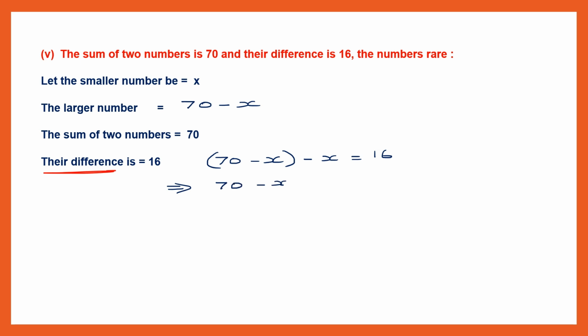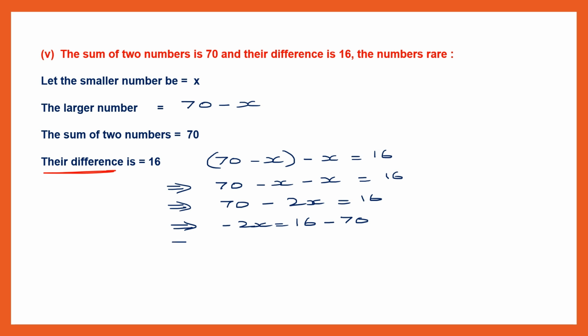70 minus x is equal to 16. So this is working out better, isn't it? Now 70 minus 2x is equal to 16. So now let's find the value of x here by saying minus 2x is equal to 16 minus 70. So minus 2x is equal to minus 54.